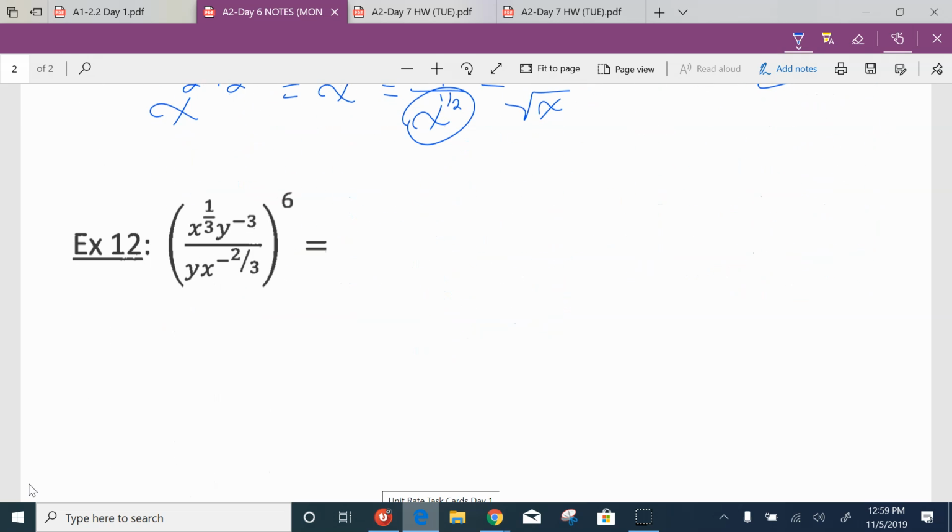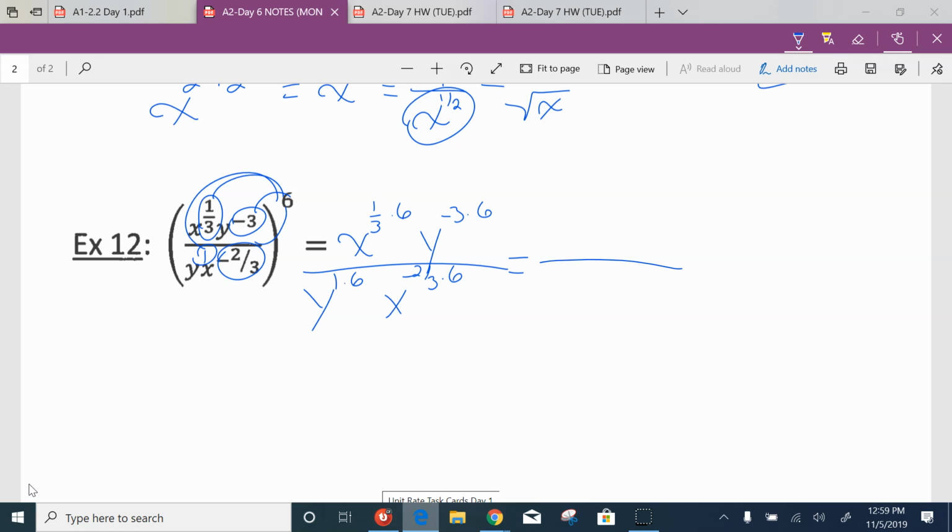And for our final example, number 12, here we have the power of a power rule. Excuse me. The rule is take every inner exponent and multiply it times the outer exponent. So I'm going to take all these terms and multiply the exponent that represents them by 6. So I have x to the 1/3 times 6, y to the negative third times 6, over y to the first times 6, x to the negative 2/3 times 6.